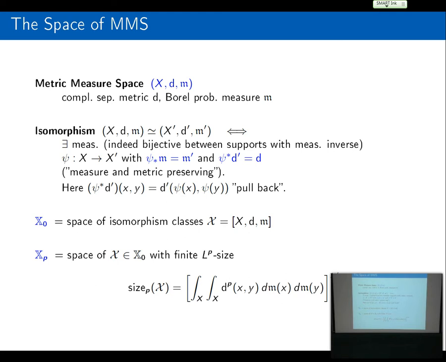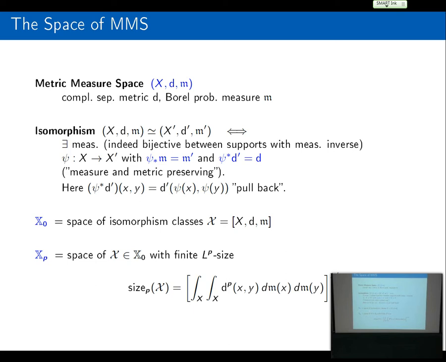So this is one natural requirement. Otherwise, it would not be a consistent theory. So these are bijections between the supports, which push forward the measure and pull back the distance. So under this map, the two spaces look the same.